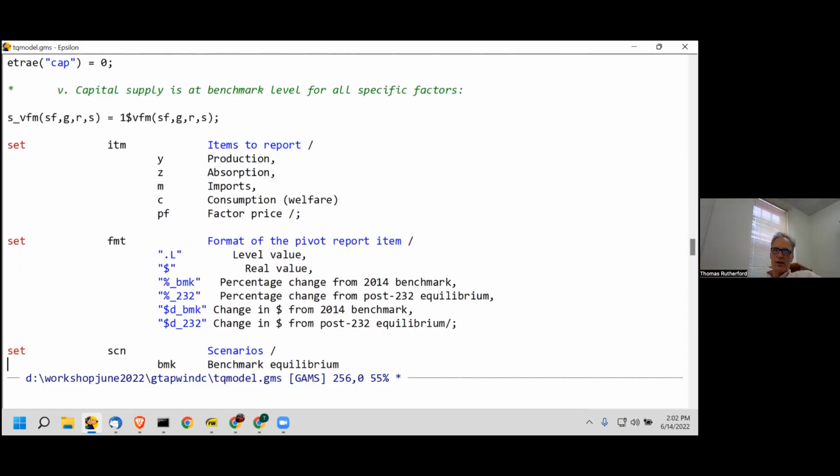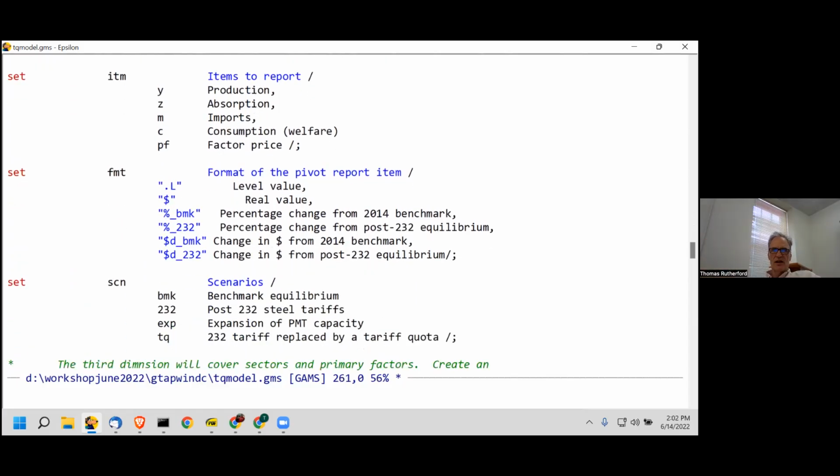And I say, okay, well, what items do I want to report? I want to know what happens to production, absorption, imports, consumption, factor prices. I haven't added welfare there. Oh, I guess consumption is welfare. And then I want to know the level value. I want to know the real value. So level value will be an index. Real value will be dollars. The percentage change from the 2014 base benchmark.